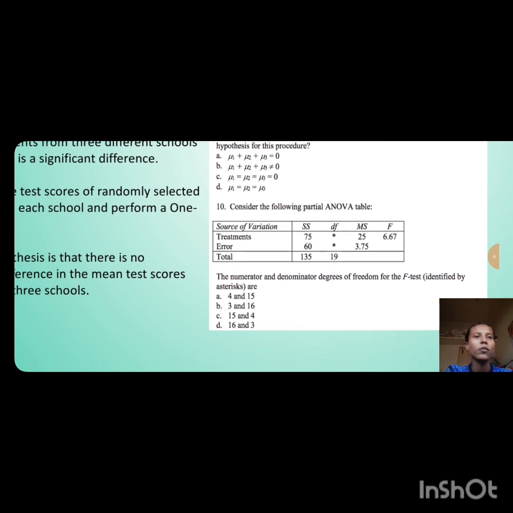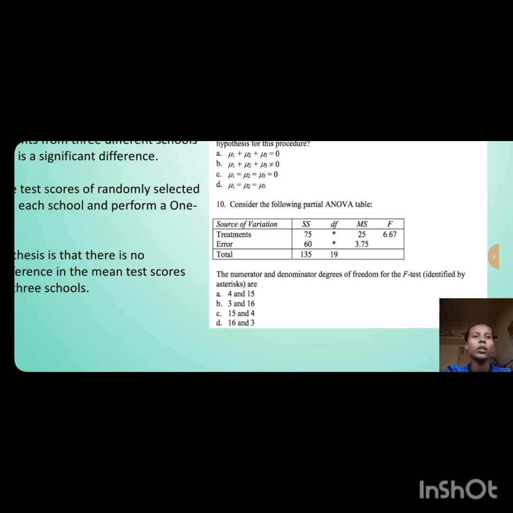Tenth one. Consider the following partial ANOVA table. Source of variation: SS, DF, MS, F. Treatment, error, total: 75, 25, 6.67, 60, 3.75, 135 and 19. The numerator and denominator degrees of freedom for the F test identified by asterisks are: 4 and 15, 3 and 16, 15 and 4, 16 and 3.